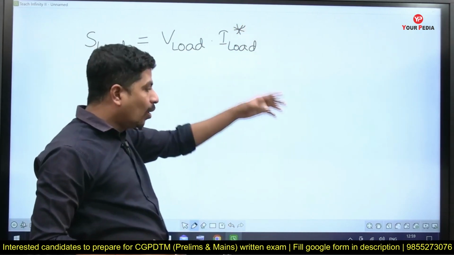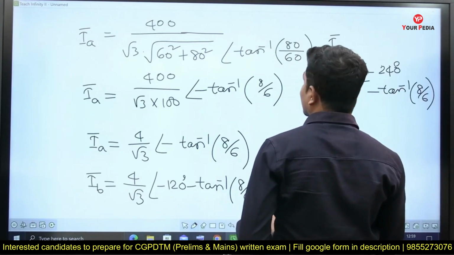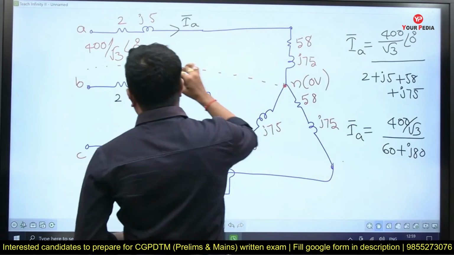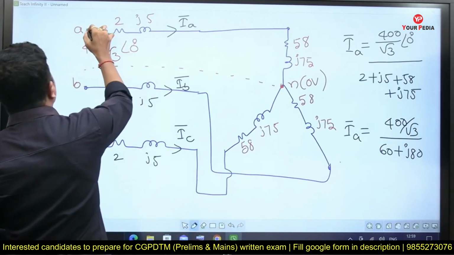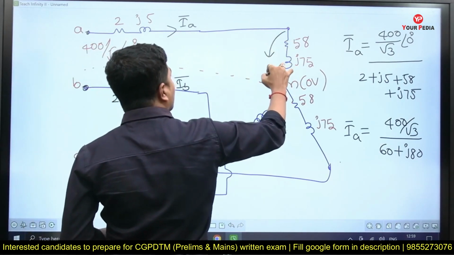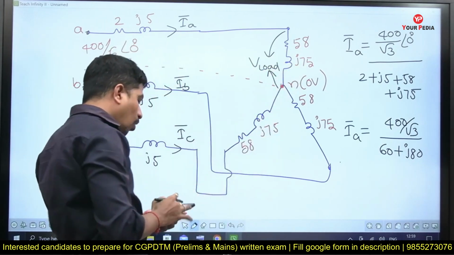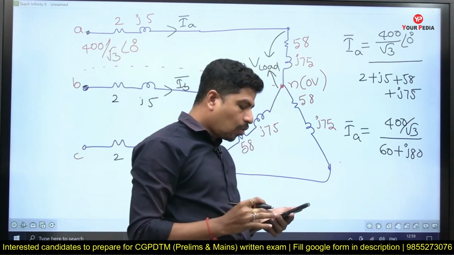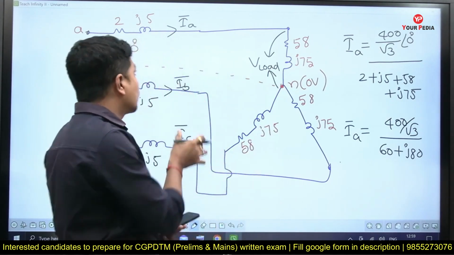But I know the load circuit is in series. So I have this source voltage, but this load voltage I do not have. This is V load. How to get this load voltage? That load voltage is nothing but source voltage minus drop.